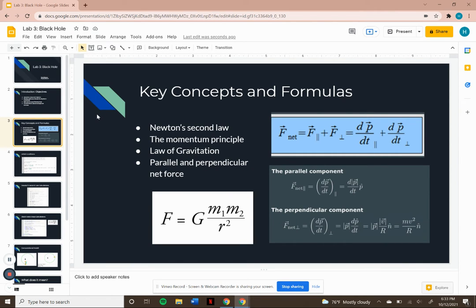So, some key concepts that we want to know are Newton's second law, the momentum principle, the law of gravitation, and parallel and perpendicular net forces. As we can see here, the net force can be broken up into its parallel and perpendicular components, and each have their own formula, which we'll be using later. Here, we're going to use the law of gravitation in order to find the mass of the black hole.